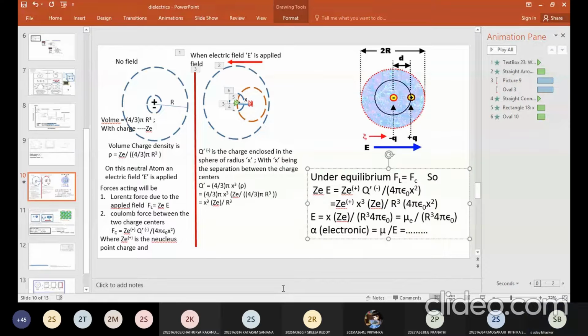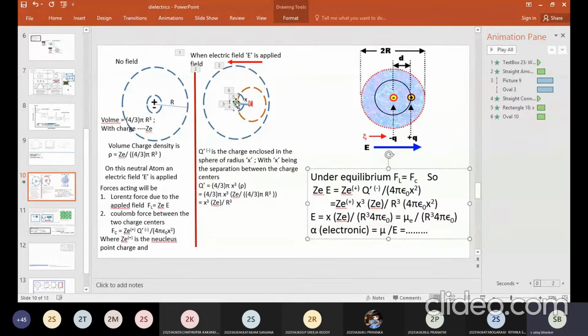What is the charge? X is the separation between the two charges, right? What is the amount of charge that we have to consider? 5, 4, 3, 2, ZE. Beautiful. ZE is the charge because this is the negative charge center and this is the positive charge center. What is the value here? Minus ZE. And what is the value here? Plus ZE.